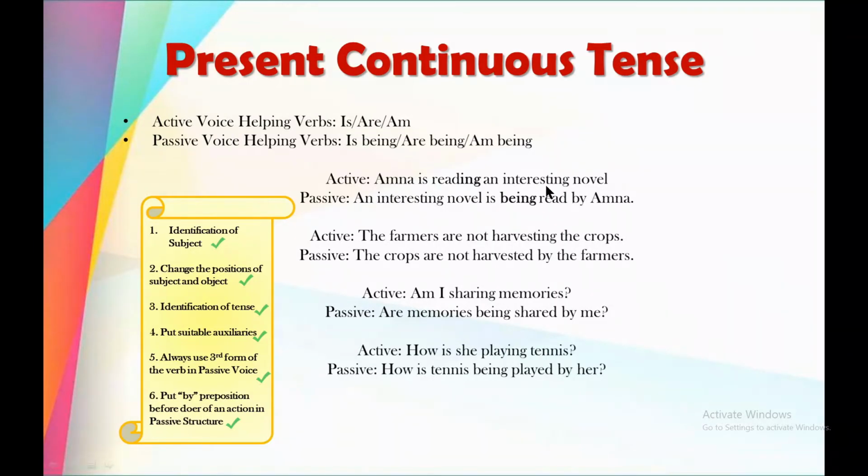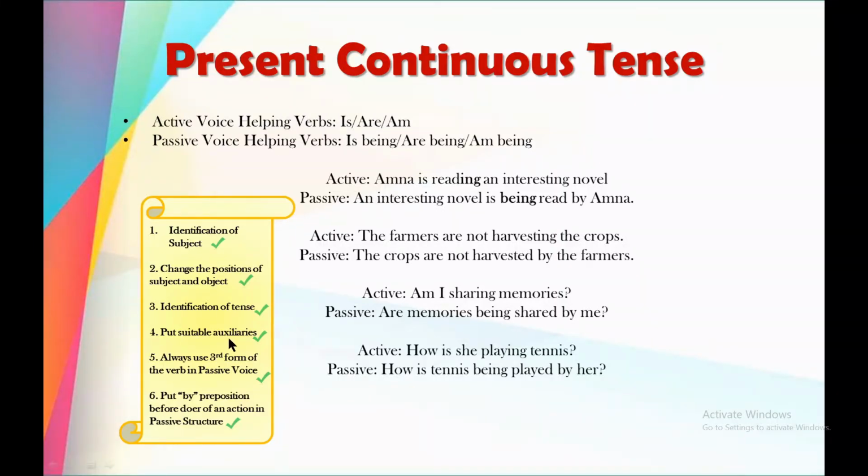So Amina is reading an interesting novel. Amina is our subject and interesting novel is our object. So Amina would take the position of object, and interesting novel would take the position of subject. So an interesting novel by Amina. So this is what we need to do till now. And then identification of tense. So is reading is telling you that this is present continuous tense.